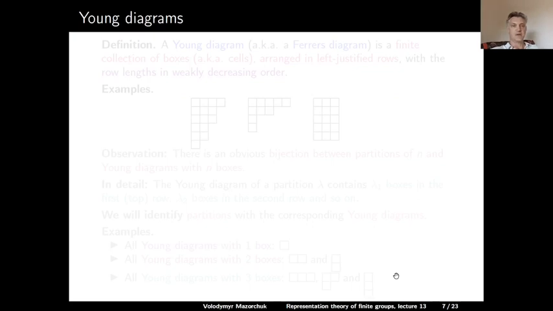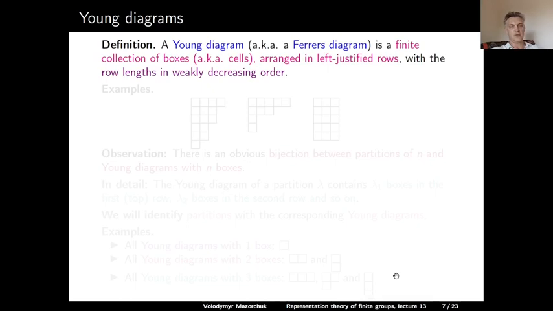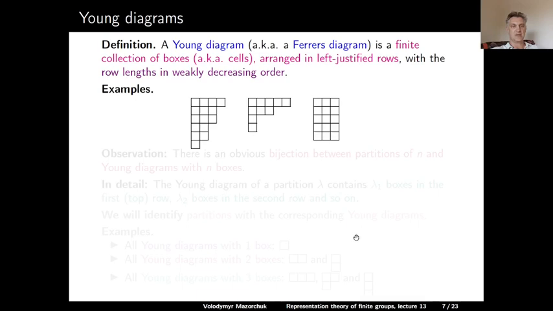So the first combinatorial gadget which we are going to talk about is the Young diagrams. A Young diagram, also sometimes known as a Ferrers diagram, is a finite collection of boxes, also called cells, which are arranged in left justified rows with the row lengths in weakly decreasing order. So here are some examples. We have here the collection with 4 boxes in the first row, 3 boxes in the second row, 3 boxes in the third row, then 2 boxes, 2 boxes, and 1 box. So here is another Young diagram, and here is another Young diagram.